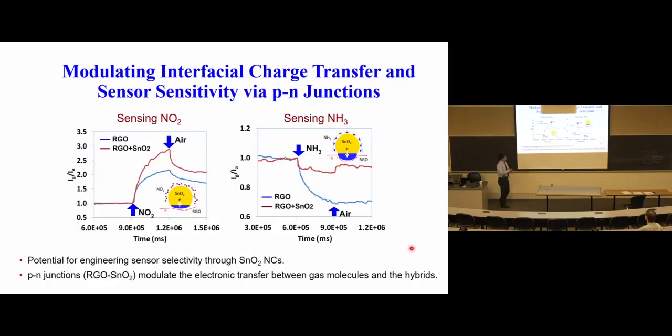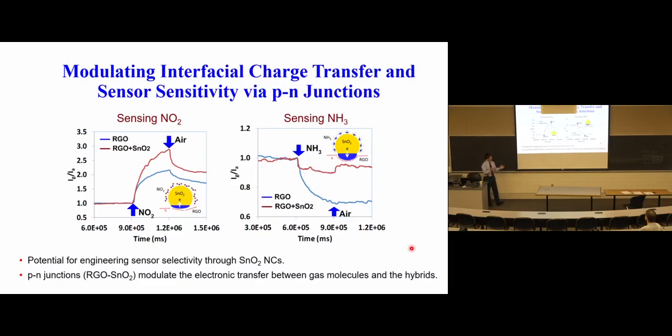So if you compare the device with the tin oxide nanocrystal versus without the tin oxide nanocrystal, you will see that for different gases, you will experience different types of change in the sensitivity. With NO2, for example, which is an oxidizing gas, an electron acceptor, electrons would flow from tin oxide to the NO2 gas molecules. So this charge transfer is encouraged because of the p-n junction formed at the interface, thereby leading to an enhanced sensitivity for NO2.